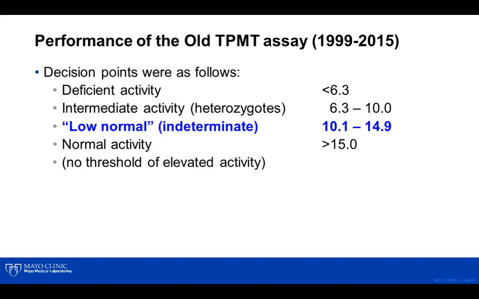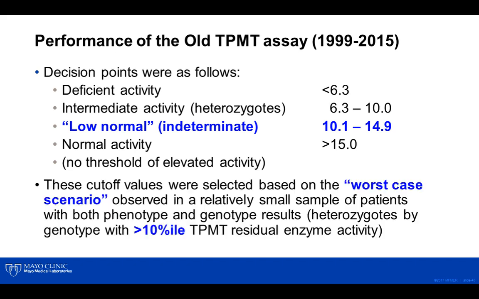Over the years, clinical decision points settled to what is shown here, notably including a so-called low normal range that extended significantly into the reference range, well above the 10th percentile, which is 11.4. These cutoff values were selected based on the worst-case scenario observed in a relatively small number of patients with both phenotype and genotype results, including a few subjects who were heterozygous by genotype but also had a TPMT residual enzyme activity well above the 10th percentile.